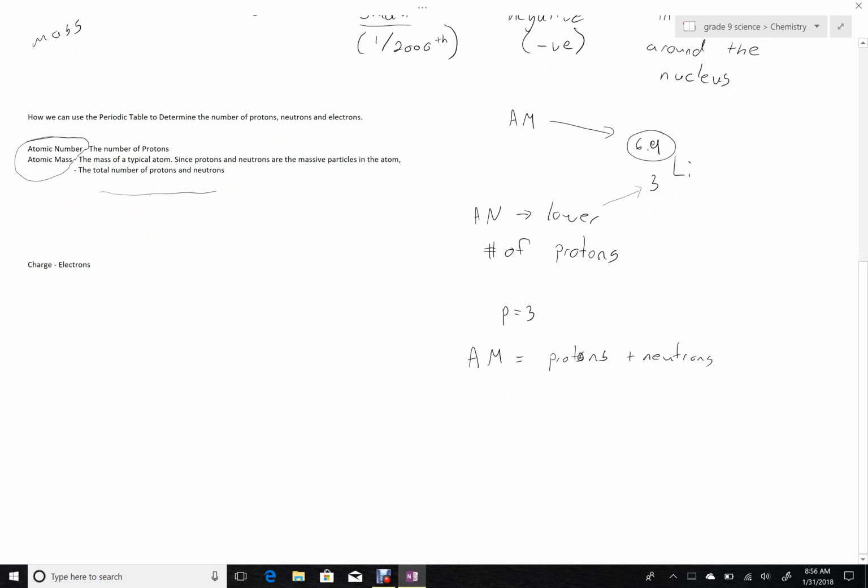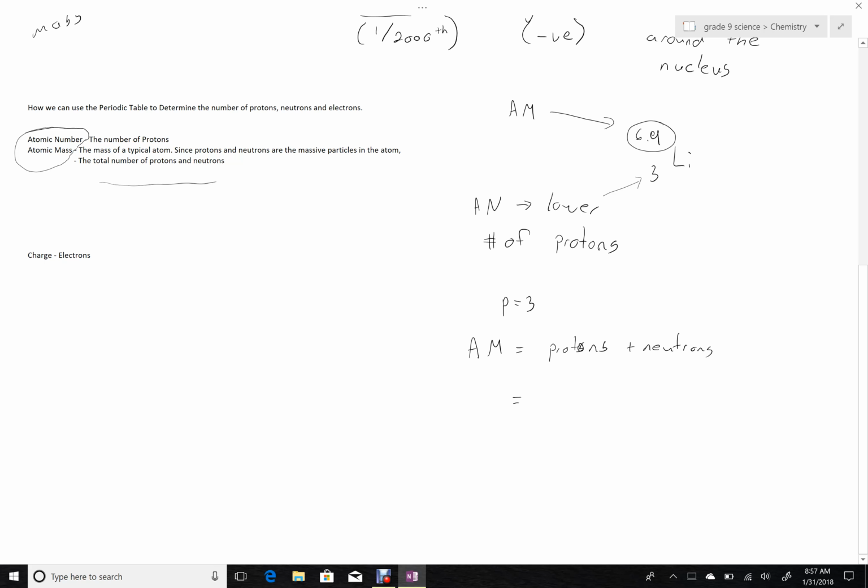Here, for now at least, when we're using atomic masses, we're just going to round these numbers. So that says 6.9. We're going to use an atomic mass of 7.